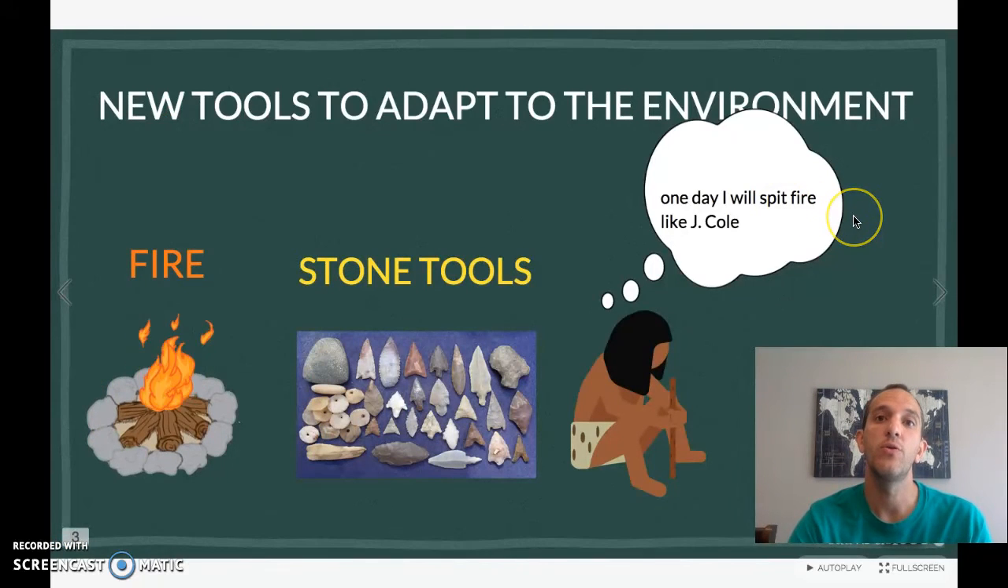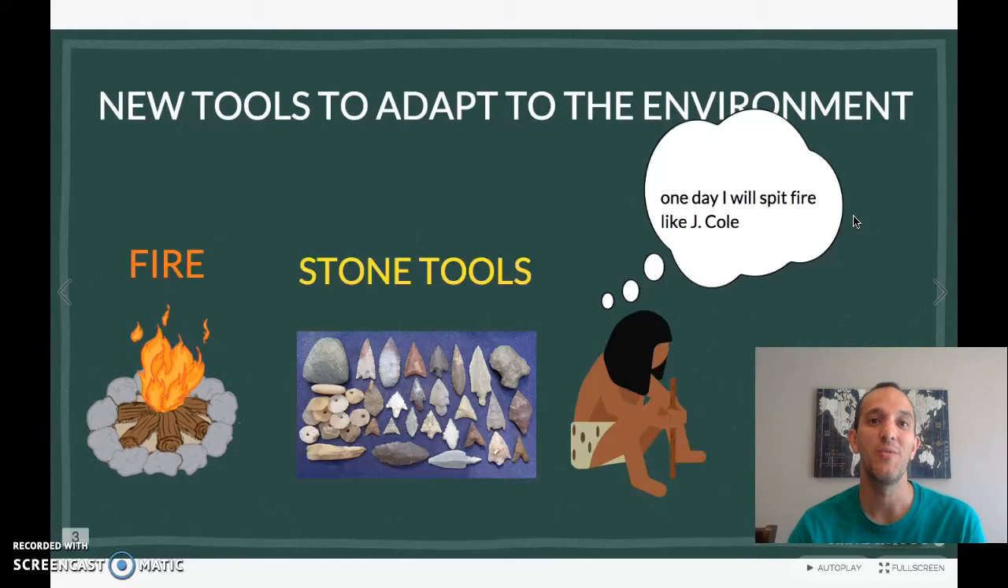With this, and with people moving to different places, you need to adapt to your environment. You need to figure out new ways and new tools to make depending upon where you're living. So one huge adaptation, obviously, is the creation of fire. Without fire, you can't cook your food, you can't necessarily keep yourself warm, you can't keep animals away from your camp at night. And also you need to create these stone tools.